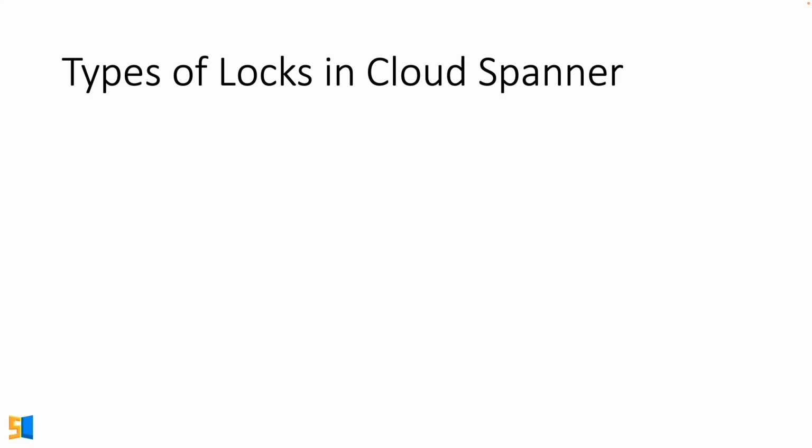Now let's check the types of locks in Cloud Spanner. The first lock is the reader shared lock. It is acquired when a read-write transaction reads data. It can be from a select query or when you try to update or delete data with a where clause.